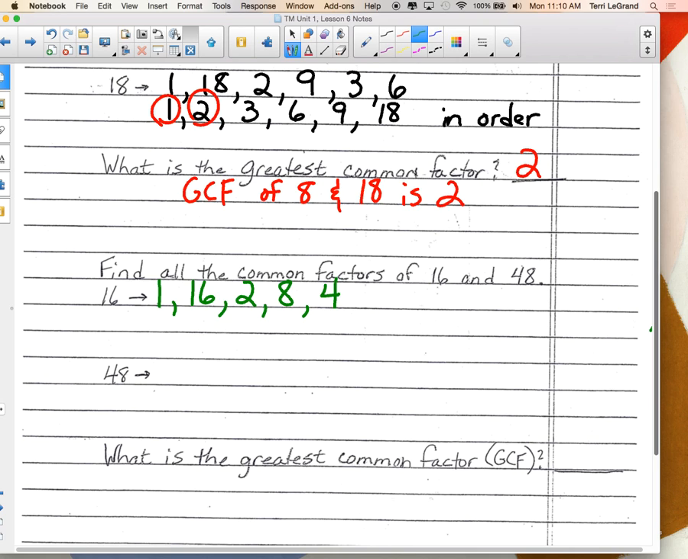We get to stop though, because that would be 4 as well. We could still try 5, I guess. Does 5 go in? 6, 7, 8. 8 was already in our list. We get to stop. Put them in order. 1, 2, 4, 8, 16. In order.